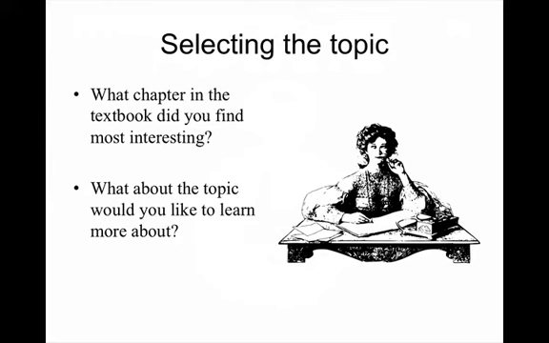Selecting the topic. So like I just said, what chapter in the textbook did you find most interesting? Because you are able to choose your own topic for this assignment, sometimes students have a hard time identifying topics that are relevant to the course. In order to make sure that your topic is relevant to the course, you can start by identifying a chapter in the textbook you find interesting. Then, what is it about the topic that you'd like to learn more about? So start to focus that topic selection.